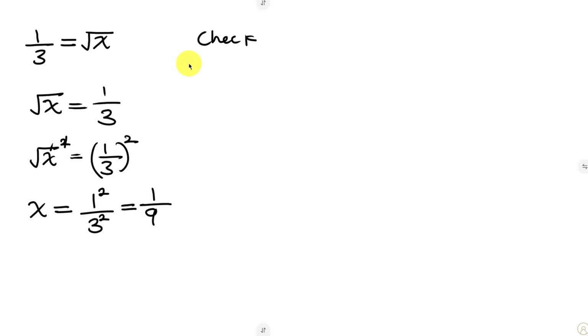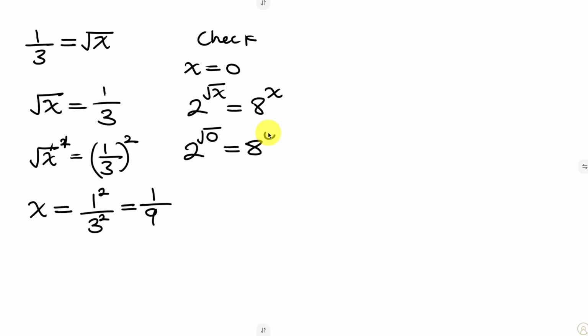Now we're checking our first answer we got for x, which is 0. And recall our given equation, which is 2 to the power of the square root of x is equal to 8 to the power of x. Now let's plug in 0 for x. So we have 2 to the power of the square root of 0 equal to 8 to the power of 0. This becomes 2 to the power of the square root of 0, which is 0. This is equal to 8 to the power of 0.